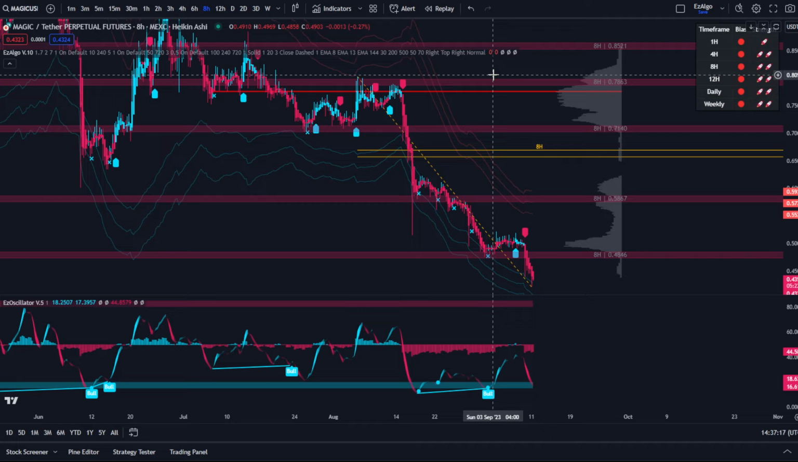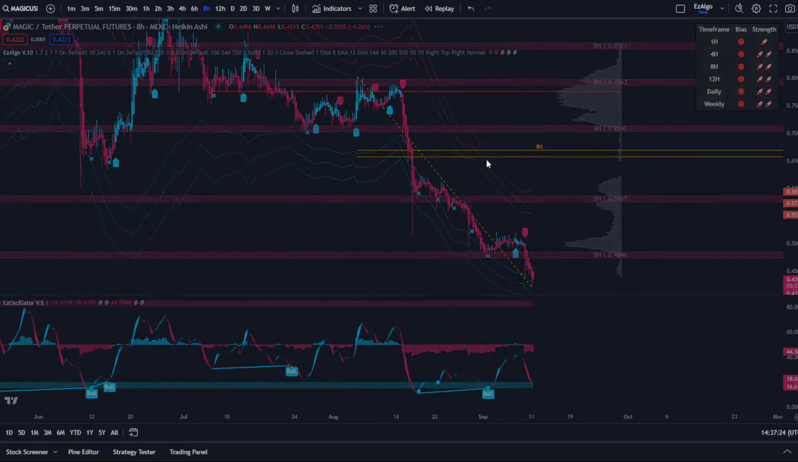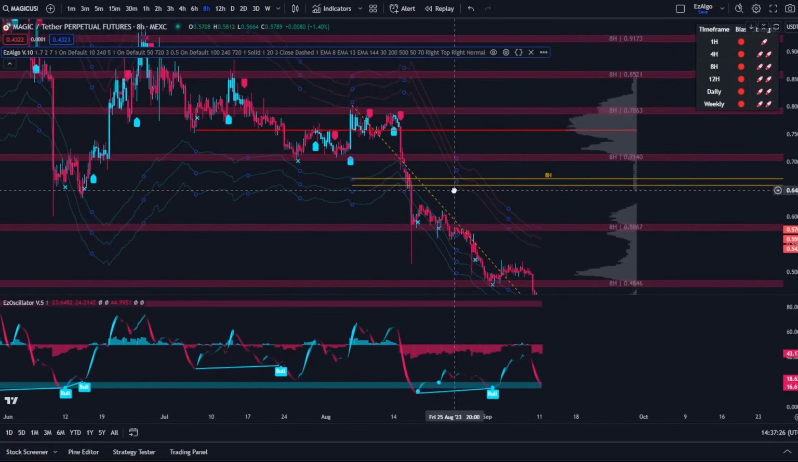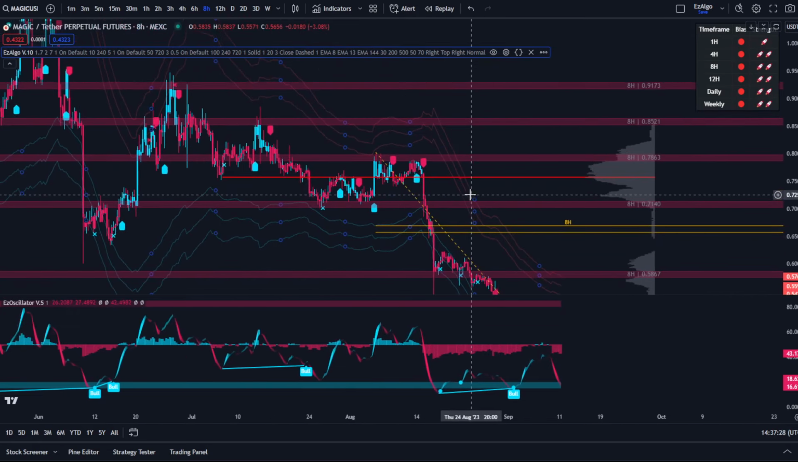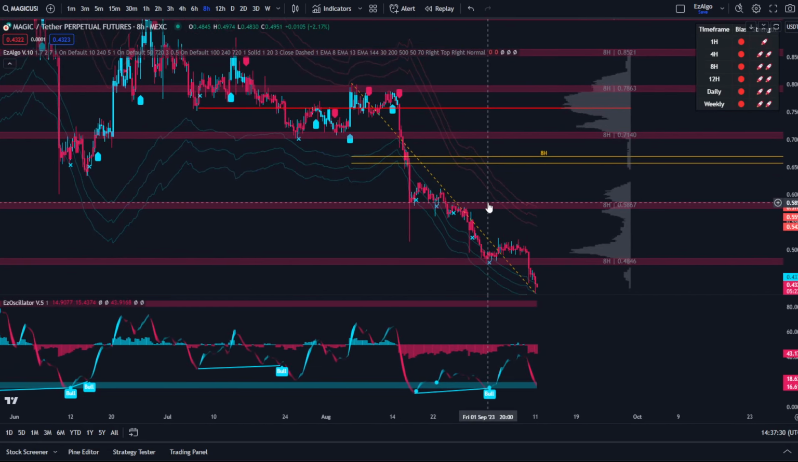Now, you'll notice that I'm using the Heikin Ashi candles. These indicators work with the Japanese candles as well. It's totally up to you. As you can see, if I go to the standard Japanese candles, all of the inputs are the same. So it doesn't matter. It's totally up to you on what candles you like to use.